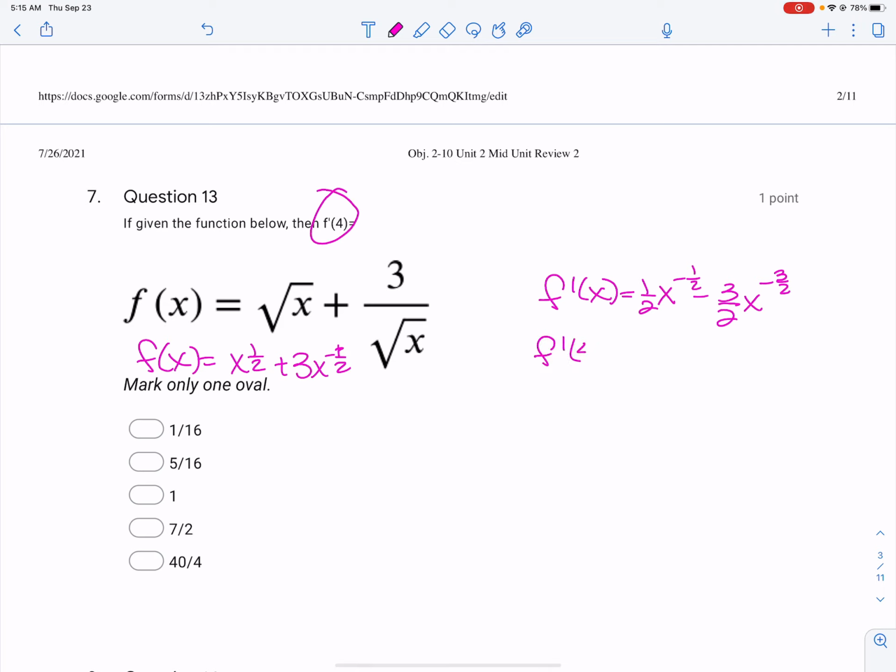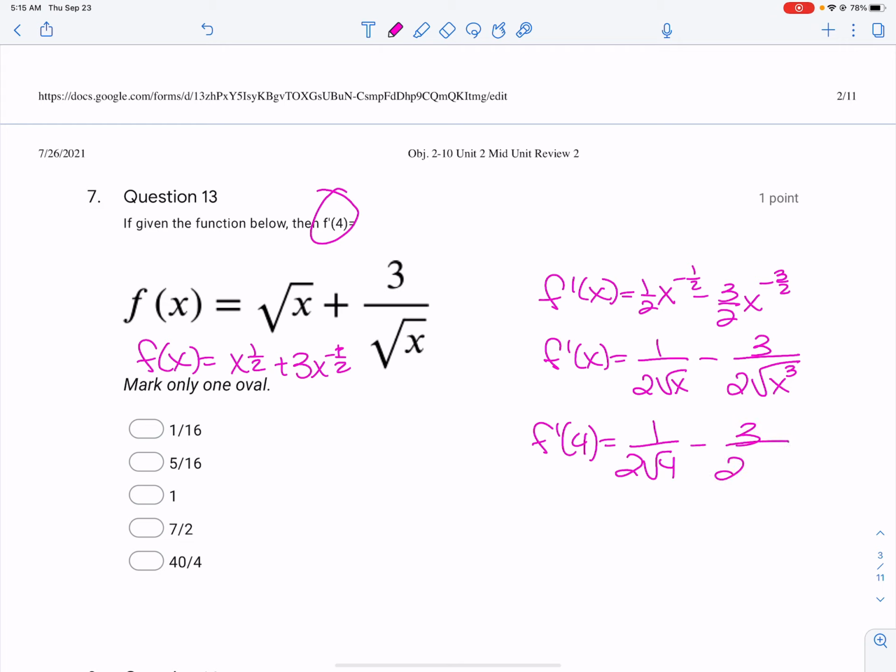So f prime of 4 is equal to, maybe I should do this a little different. Let's make these positive exponents first. So f prime of x is 1 over 2 root x minus 3 over 2, and then this is the square root of x cubed. Okay, so f prime of 4 is 1 over 2 times the root of 4 minus 3 over 2 times the root of 4 cubed.